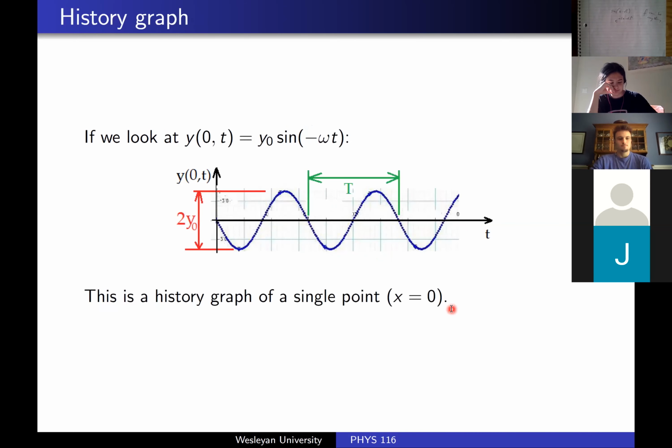If instead I stay at one point, say x equals 0, and let time vary, then even though I'm staying at one point, I see the wave passing by me, and so I see this variation. The time period is the time I need to wait from one peak to the next peak, or one trough to the next trough, and so on.